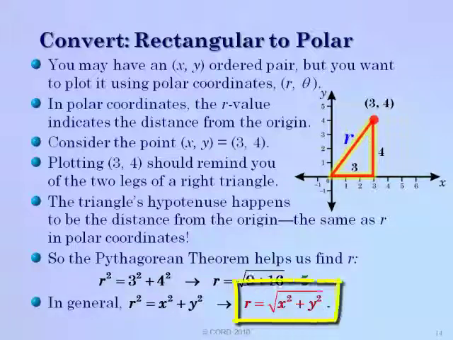In general, for any x and y then, we have that r is equal to the square root of x squared plus y squared.